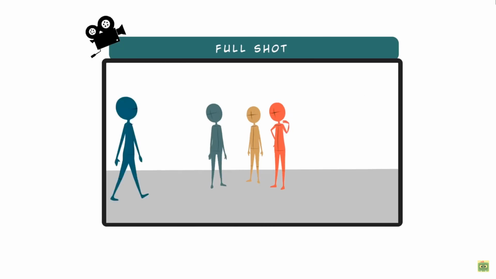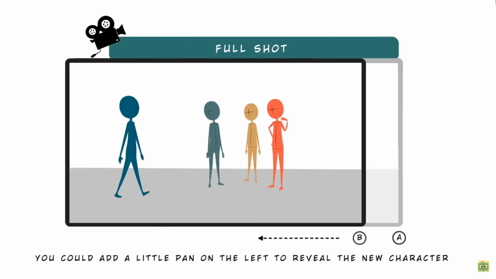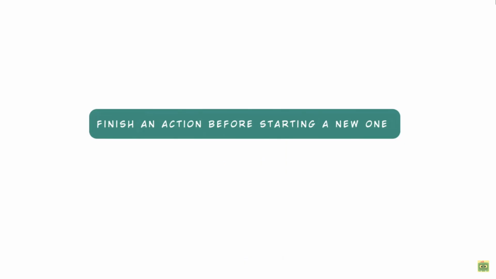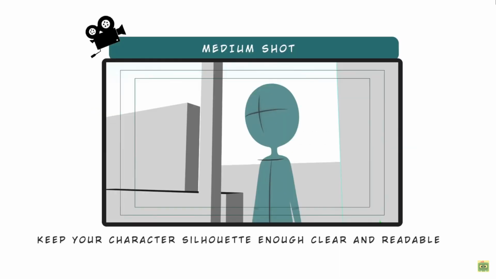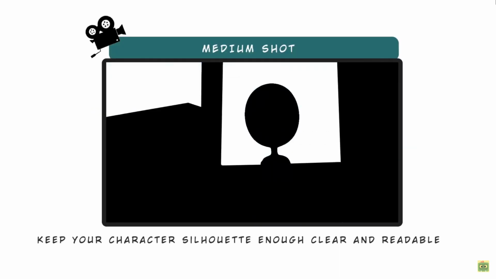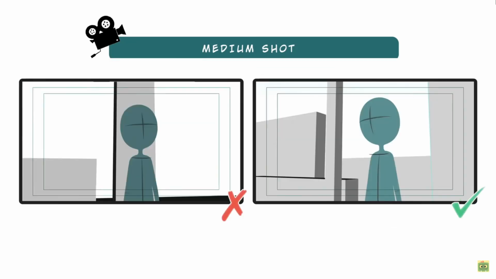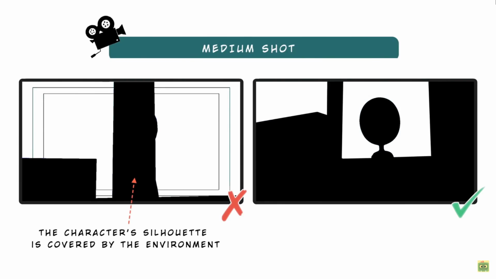If a new one is coming, all the others could stop and look at the screen area where they're coming from. But you could also add a little camera adjustment to introduce them. In general, finish an action before starting a new one, so that the user can easily and clearly read everything happening in the scene. Also, the environment is important. Keep your character's silhouette clear enough so that their gesture and action will be completely readable. Compose your shot using the environment's elements to support the performance.